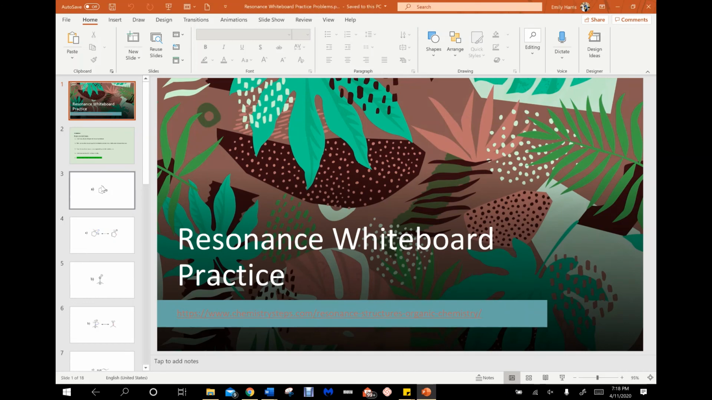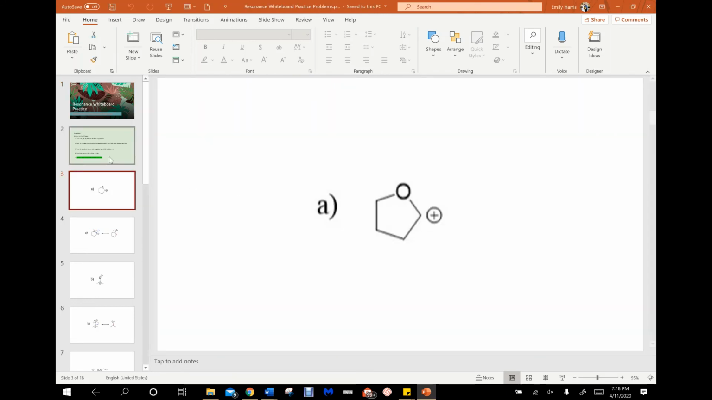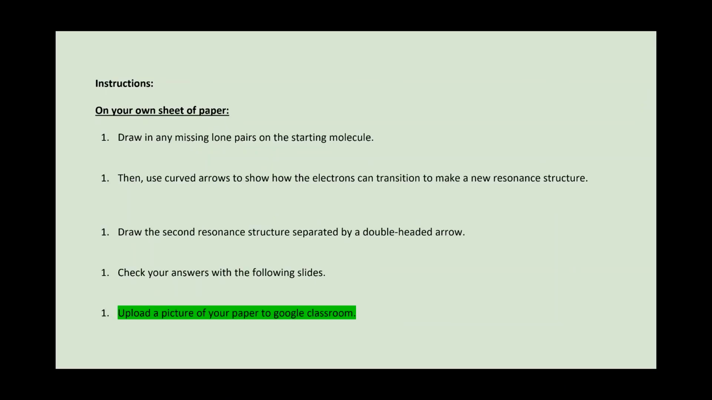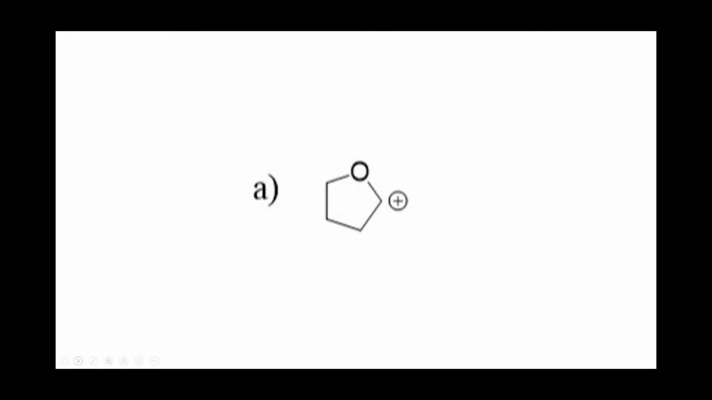It has a few different molecules, I think A through H, and the instruction slide is in green. And so what you'll do is take out just any sheet of paper, and for each molecule, you'll draw in any missing lone pairs. Then we'll use arrows to show how the electrons can transition to make a new resonant structure. Then we'll draw the new resonant structure, and finally, check your answer with the next slide. And then you can upload a picture of your paper to Google Classroom to show where you've practiced. It's a good idea when you're doing this to do it in present mode. That way you can't see the answers in advance.